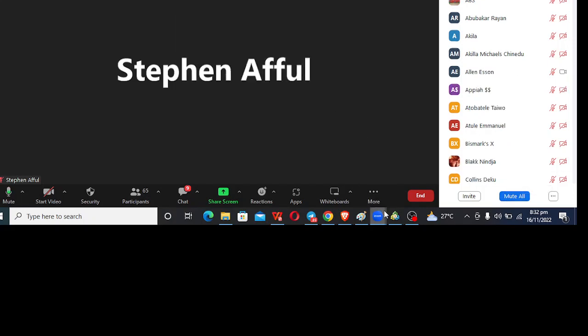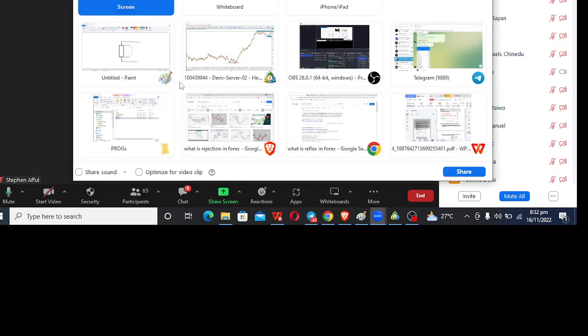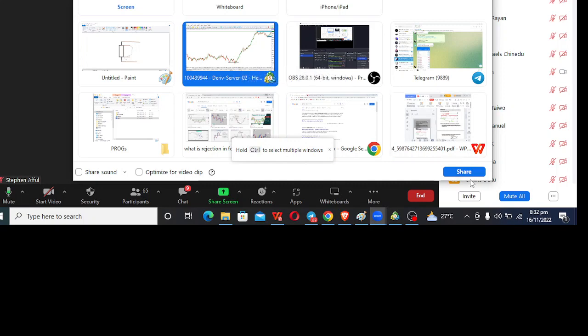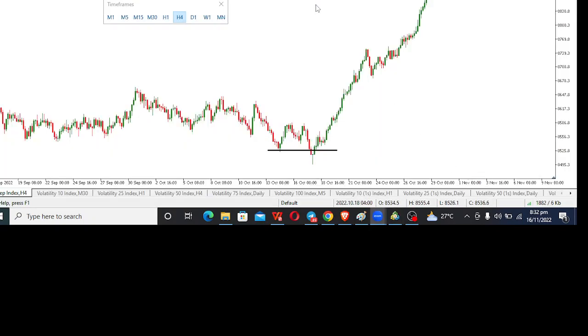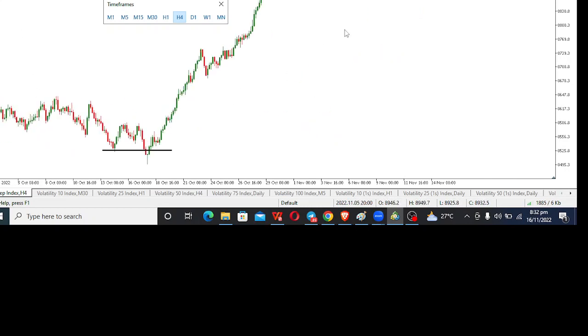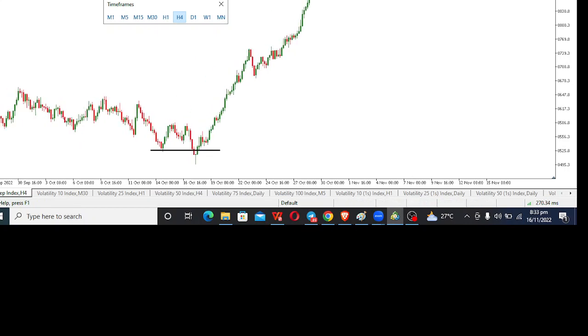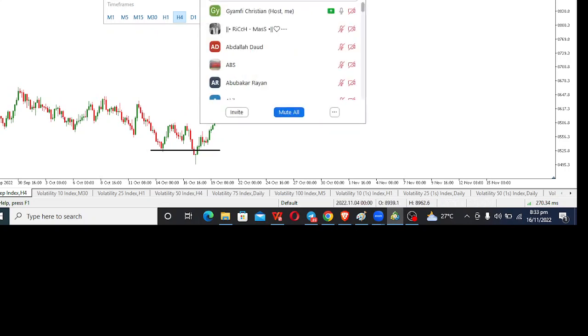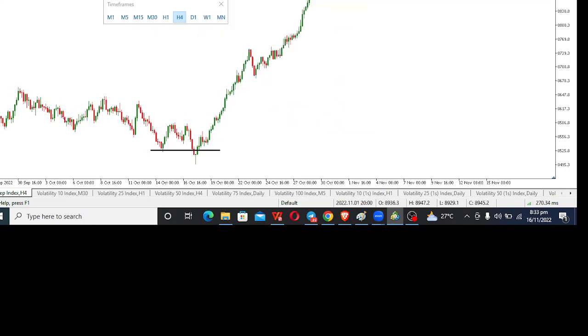Even though they know this is not the right channel, since they are losing the trade, they will be drawing it anyhow, forcing the market to obey their charts. So now let me pick Step Index here. This is one of my favorite pairs. I'll be milking it day in, day out. People should stop calling.